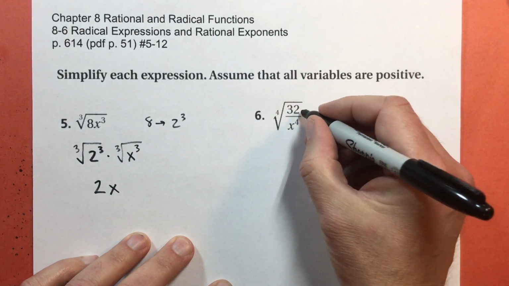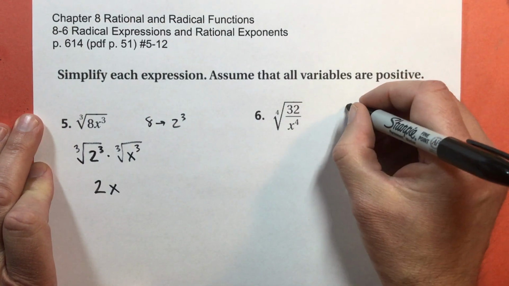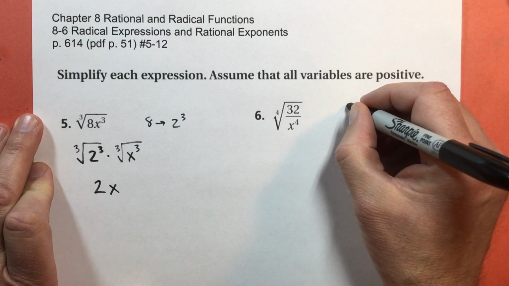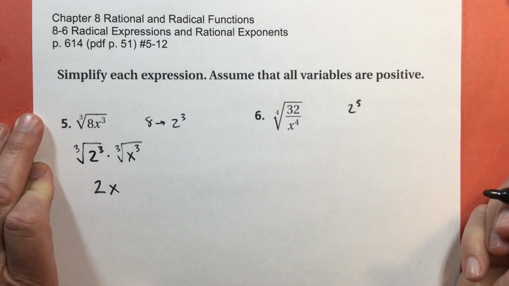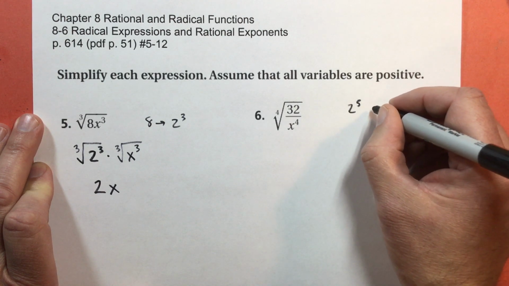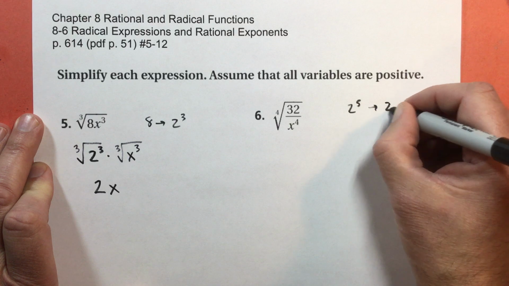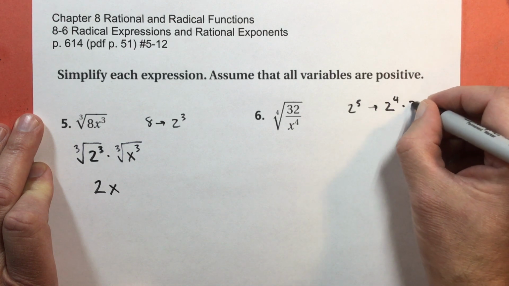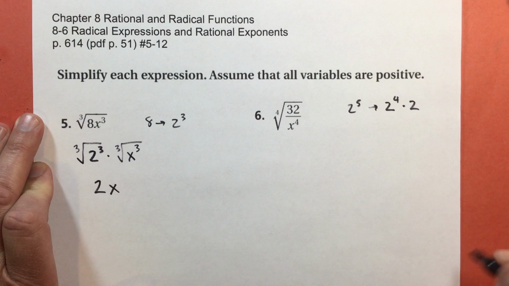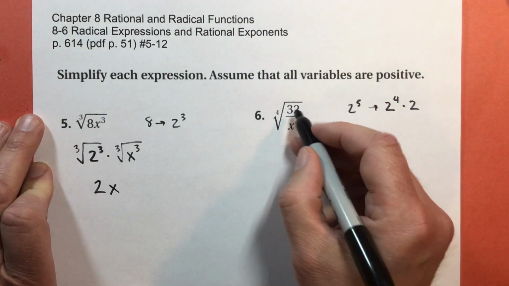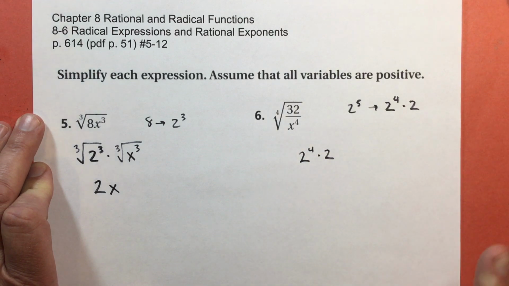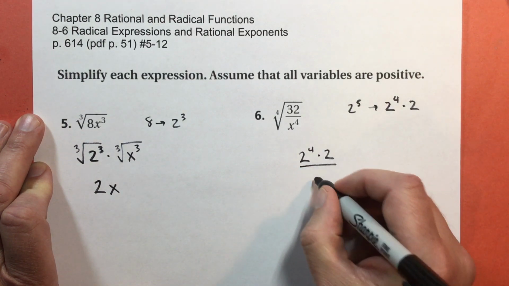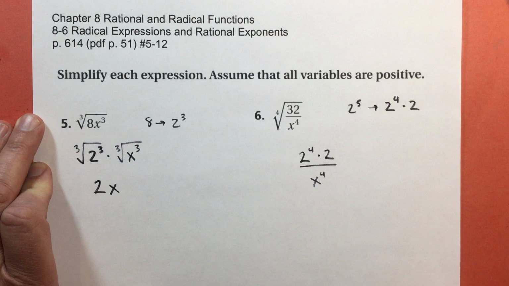So I know that 32 is actually 2 to the 5th power. That doesn't help. Or maybe it does. 2 to the 5th power means 2 to the 4th power times another 2. How does that help? So 32 is going to be 2 to the 4th power times 2. And again, pause the video if you need to process that. Divided by x to the 4th power.